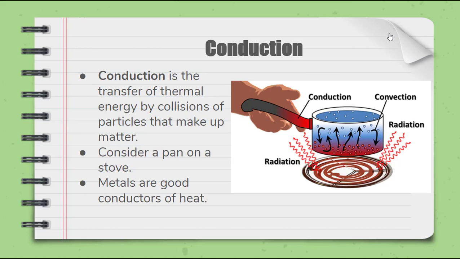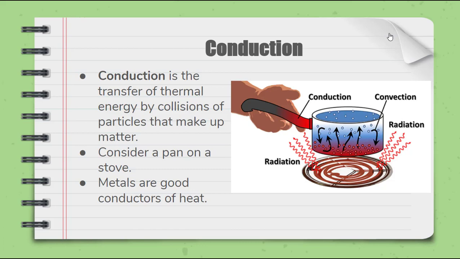The first one being conduction. Conduction is the transfer of thermal energy by collisions of particles that make up matter. So consider a pan that is placed on a stove. You know that a stove gets hot. That comes from either electrical energy or gas heat, but regardless, it does get warm. So energy is being transferred to the top part of the stove that you put the pan on.